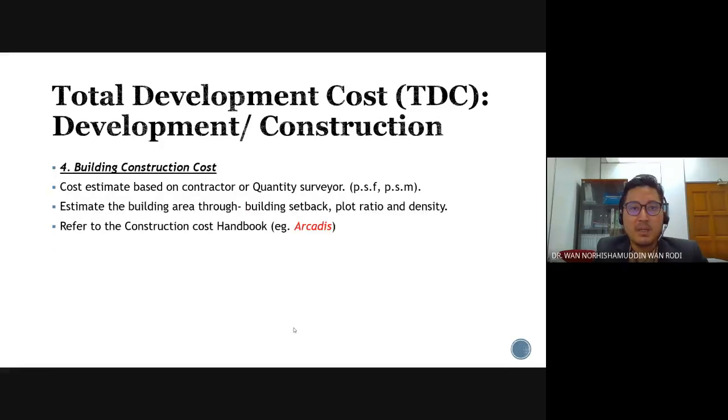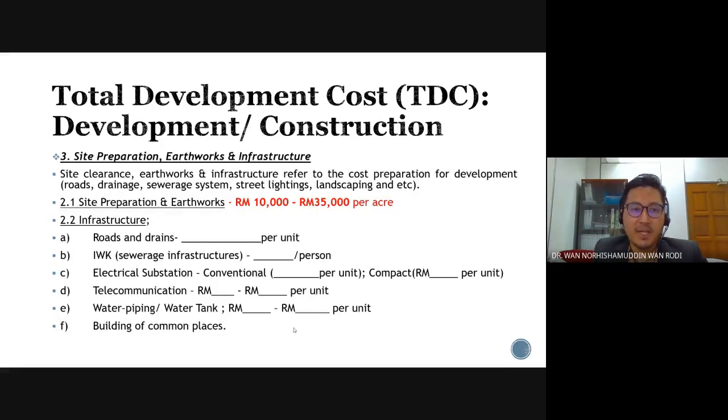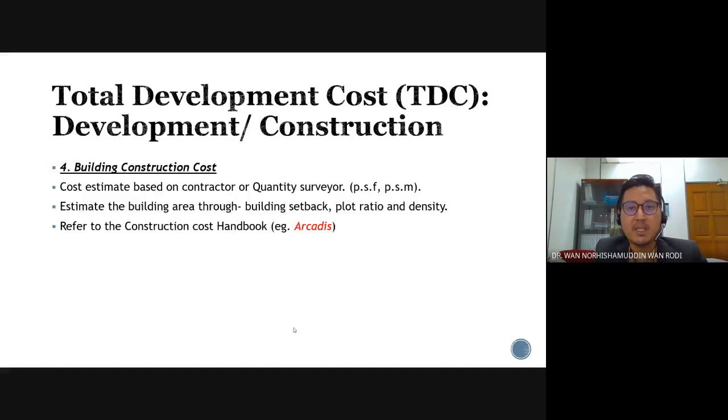Okay, next one, number 4. So once you have laid out all the site preparation, laid out all the infrastructure, the next task would be on the construction of the project. So the item involved within the construction is the building construction cost. The first one is the building construction cost. So the question here, how do you get the cost for building?